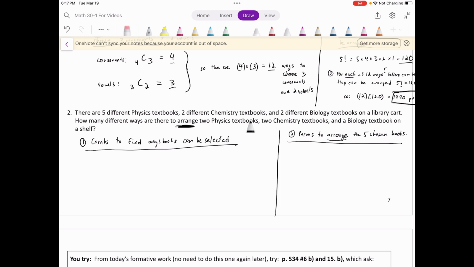2 physics textbooks chosen out of 5, there's a lot of ways to just choose our 2 physics textbooks, right? Chemistry, okay, not so much because there's only 2 books and we're picking both of them, but bio, right? There's 2 ways that we could choose 1 bio book out of 2 options. So before we start thinking about how many different ways we can arrange the books that we choose, we have to think about how many ways we can even just choose the books, right? Then we can worry about, all right, now for each of those, how many ways could they be ordered, okay?